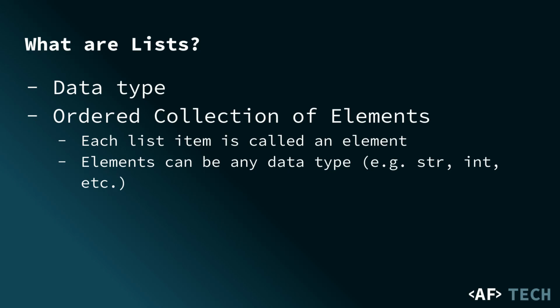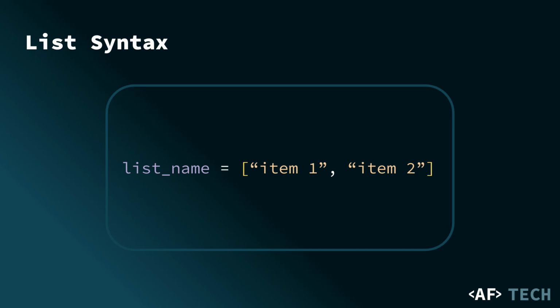Let's begin by understanding what lists are. Lists are a versatile and fundamental data structure in Python. A list is an ordered collection of elements, and each element can be of any data type. Lists are represented using square brackets and elements separated by commas. Lists can contain integers, floats, strings, and even other lists. Pretty much every data type.